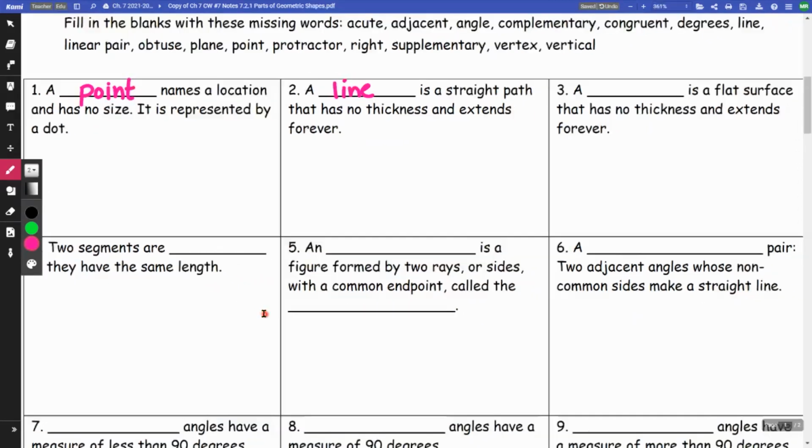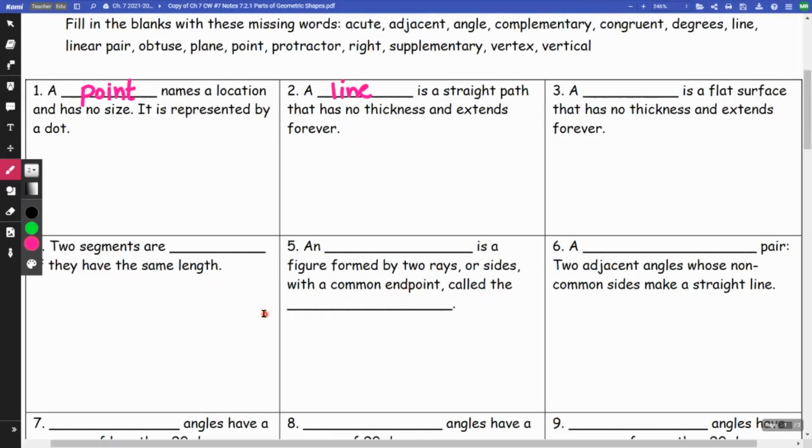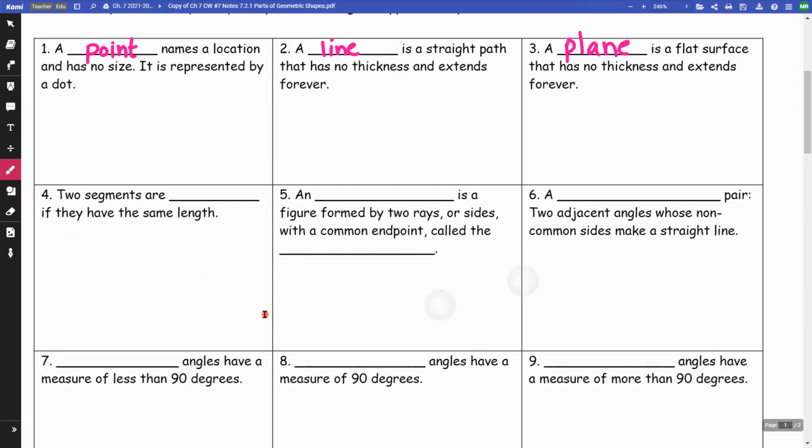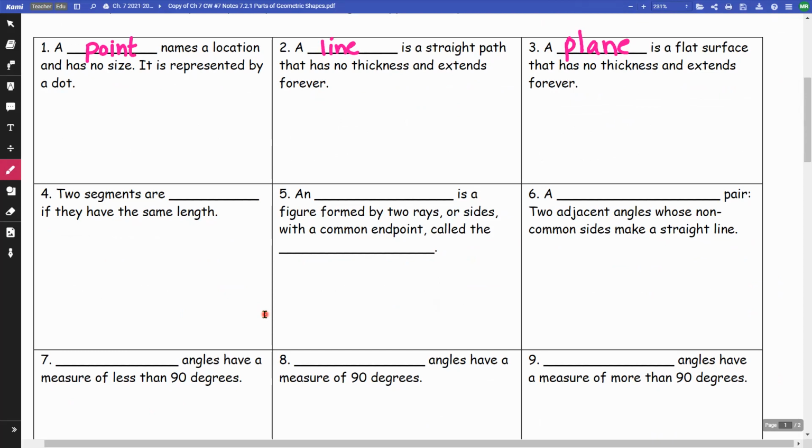Number three, a blank is a flat surface that has no thickness and extends forever. That is a plane. On number four, two segments are blank if they have the same length. The word we're looking for is congruent.